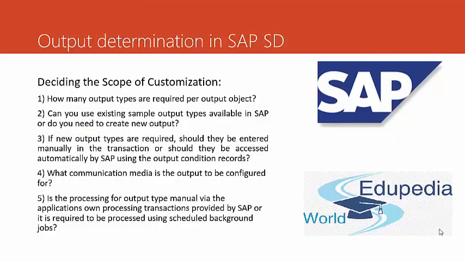Before we move forward, let's identify the scope of customization required. Answering the following questions may provide you some guidance. How many output types are required per output object? This means how many output types are required for sales documents, delivery documents, billing documents, and so on. Sometimes a change in the format of the output also impacts the number of output types.